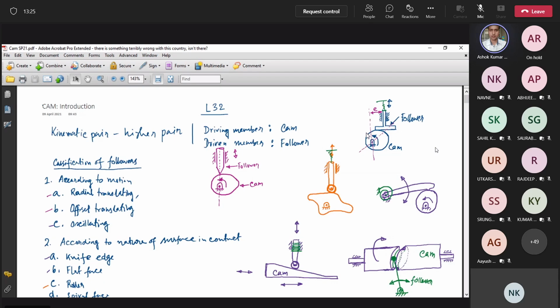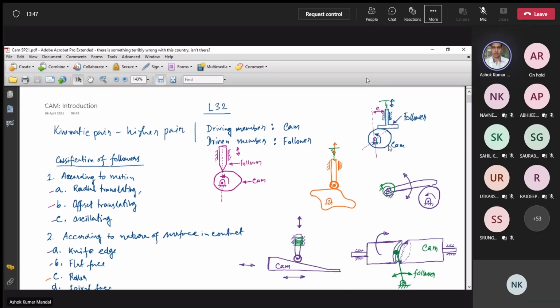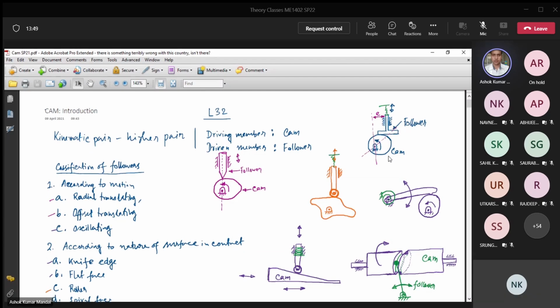The example is given here. So here you see the follower. This is the flat face follower. We'll come to that. This is a follower which can go up and down. So the line of motion of this follower is just a straight line. But you see this straight line is not passing through the hinge point of the cam. The hinge point is here.